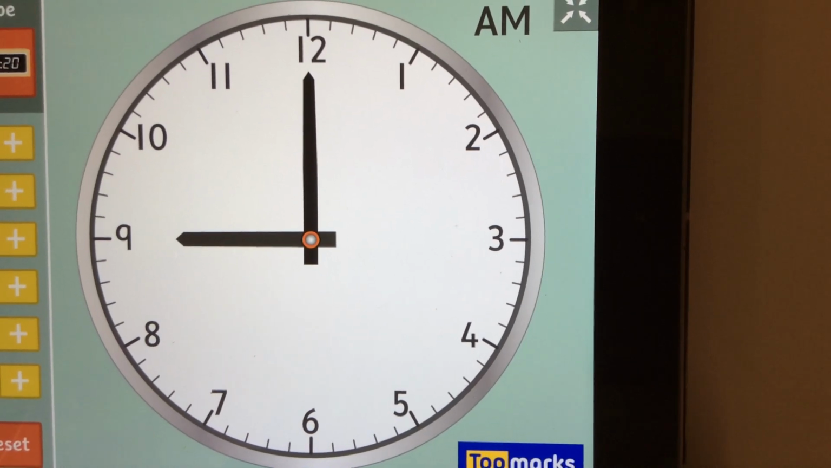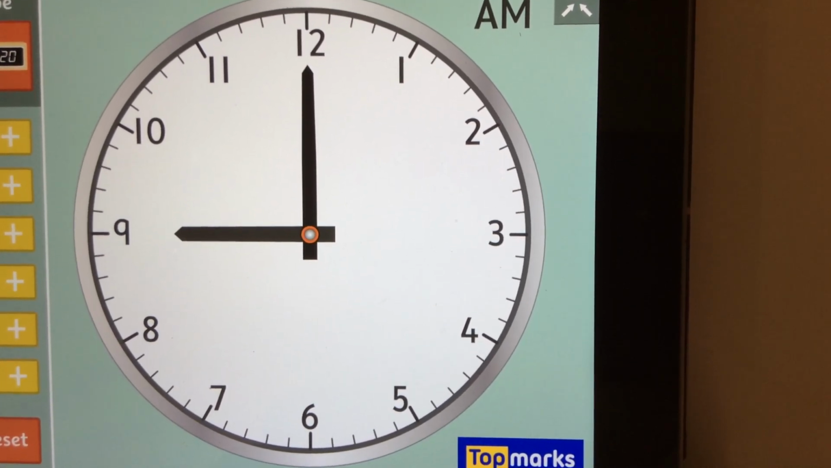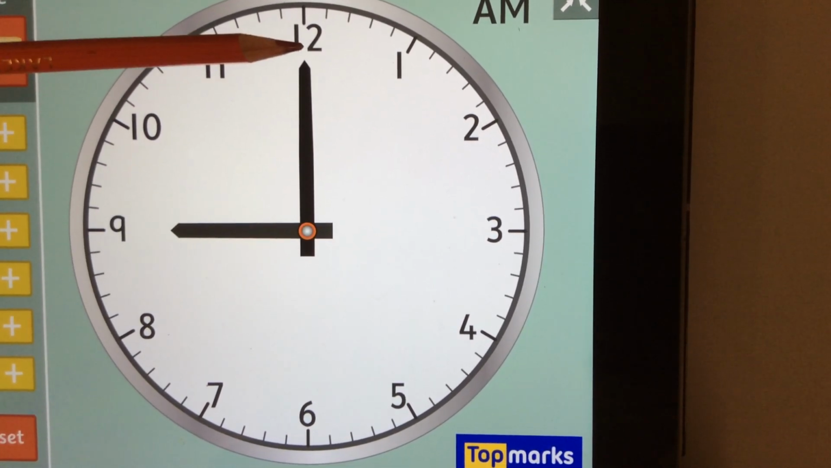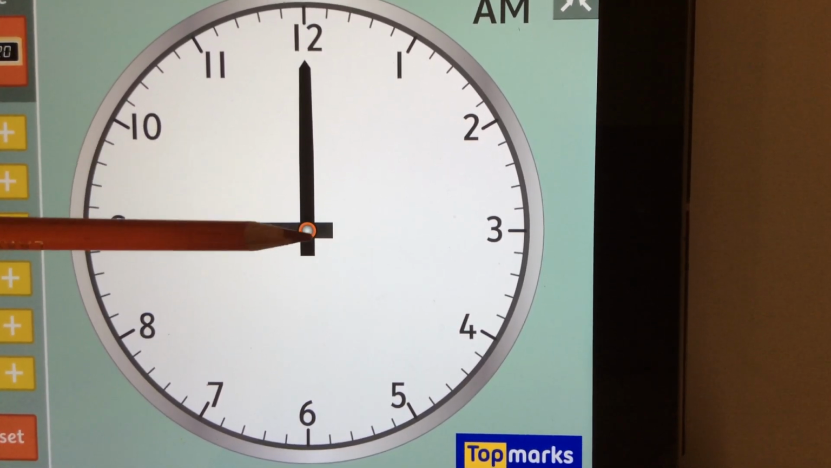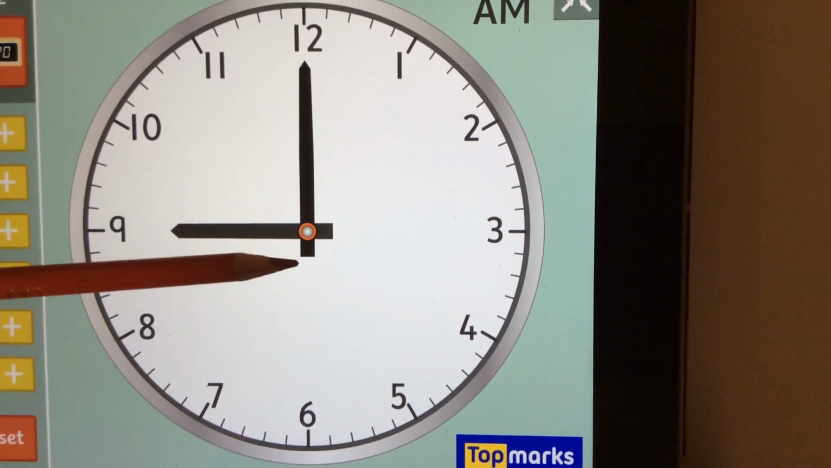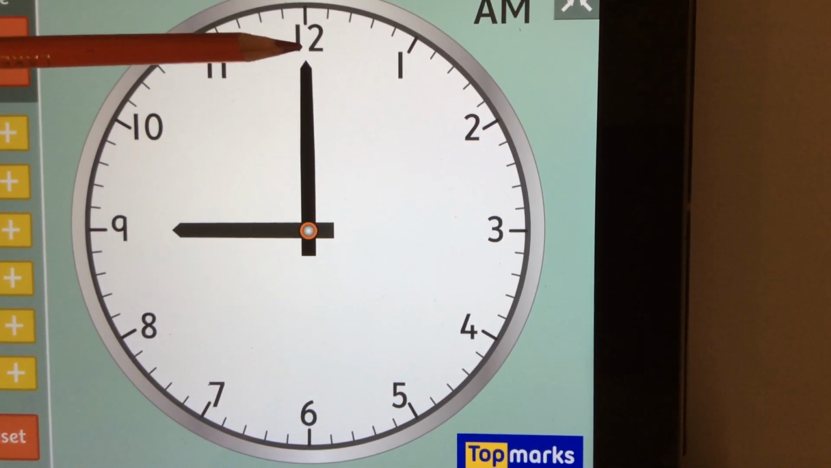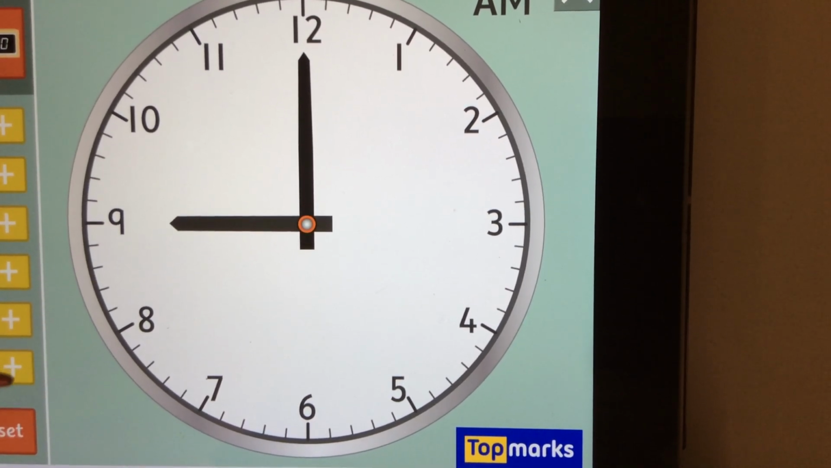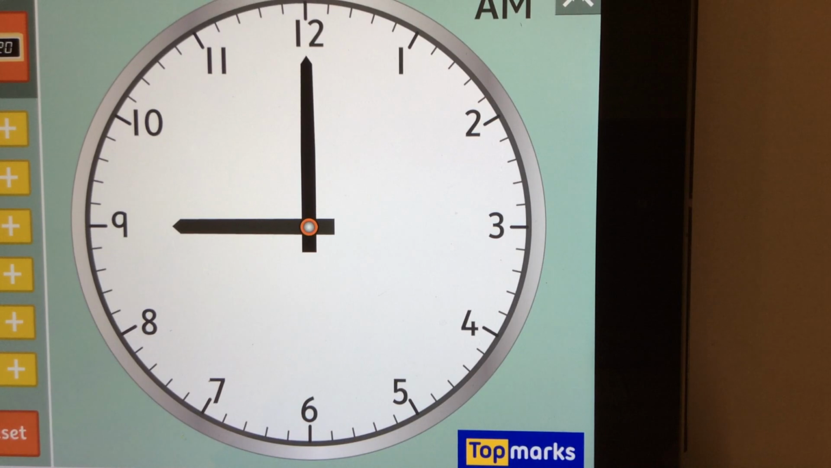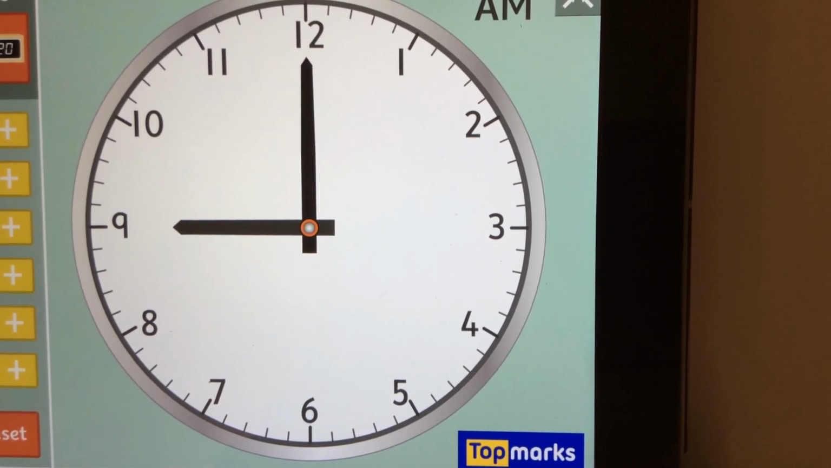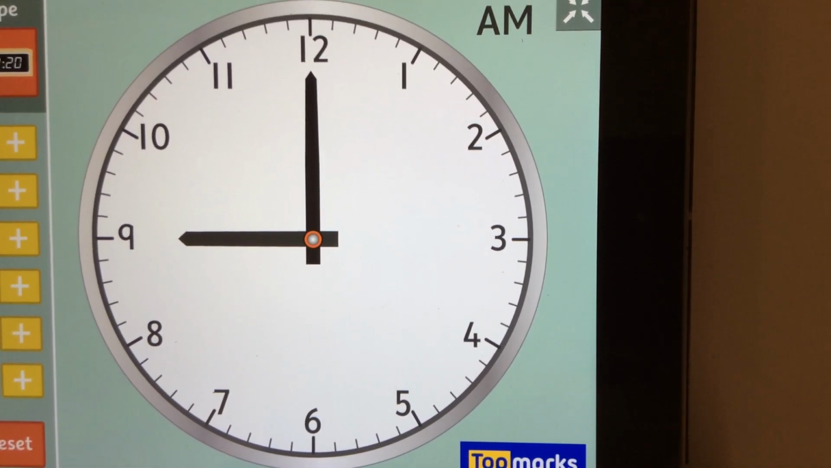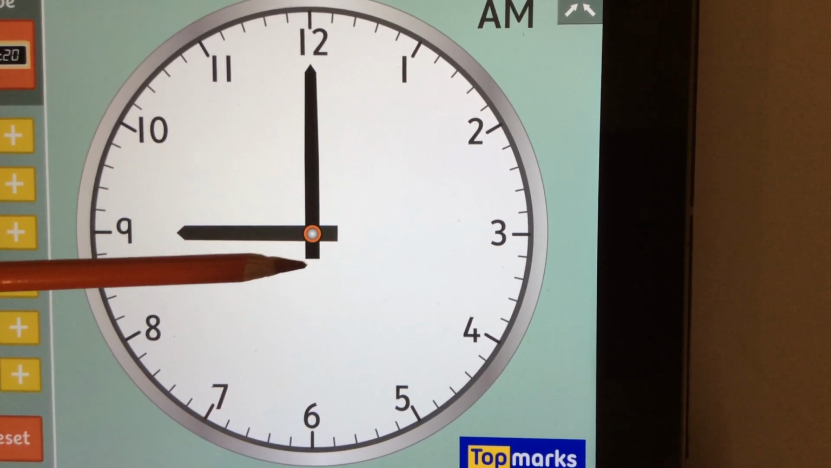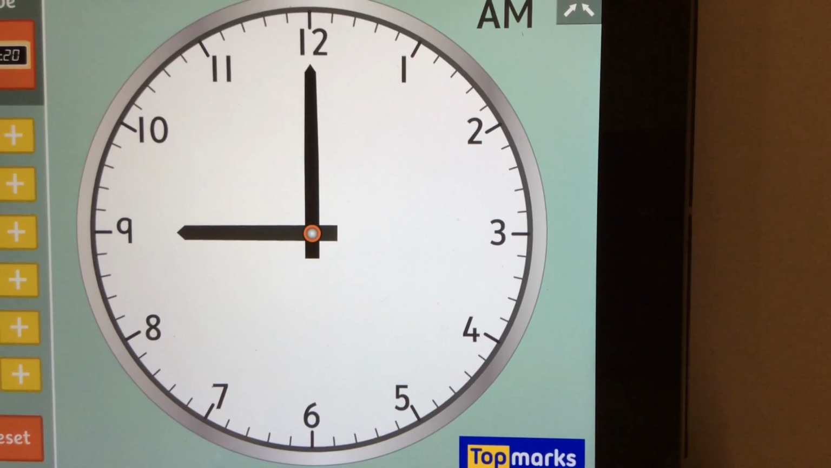Wonderful. So, can you tell me what the time is now? The hour hand is pointing to the 9. The long hand is pointing to the 12. That was a silly thing for me to say. So the long hand is pointing to the 12, so it should be something o'clock. What is it? Put a pause and give me the answer. Hopefully you would have said 9 o'clock because the hour hand is pointing to the 9.